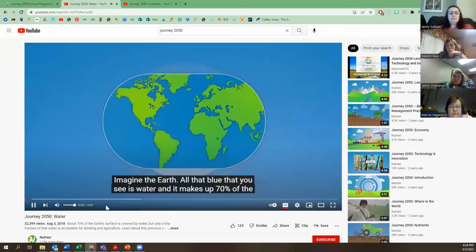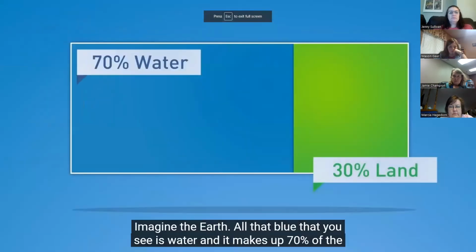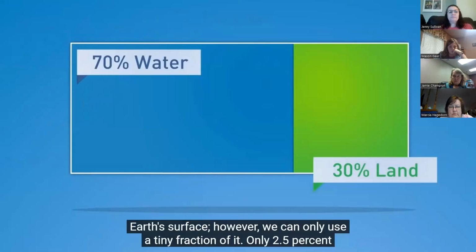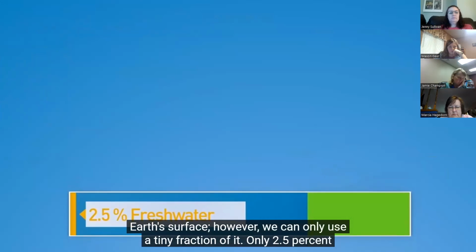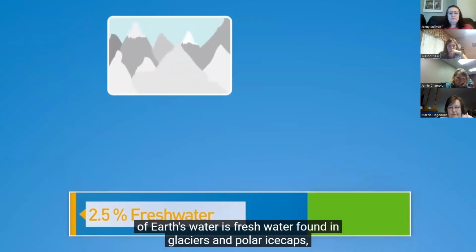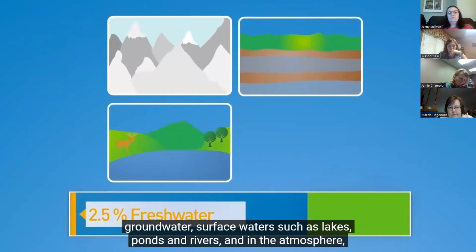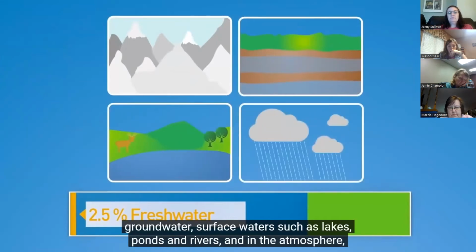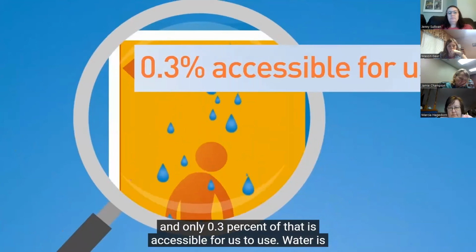Imagine the Earth. All that blue that you see is water, and it makes up 70% of the Earth's surface. However, we can only use a tiny fraction of it. Only 2.5% of Earth's water is fresh water, found in glaciers and polar ice caps, groundwater, surface water such as lakes, ponds, and rivers, and in the atmosphere. And only 0.3% of that is accessible for us to use.